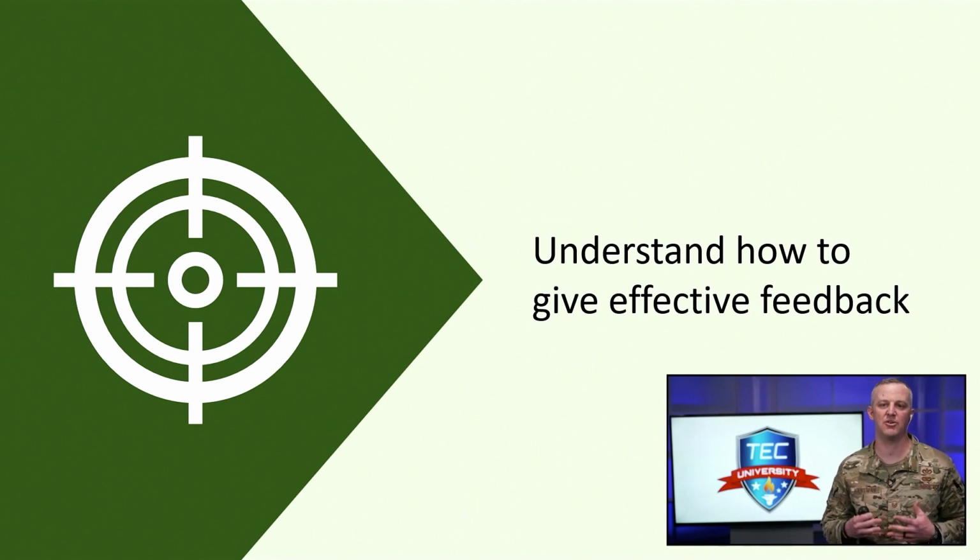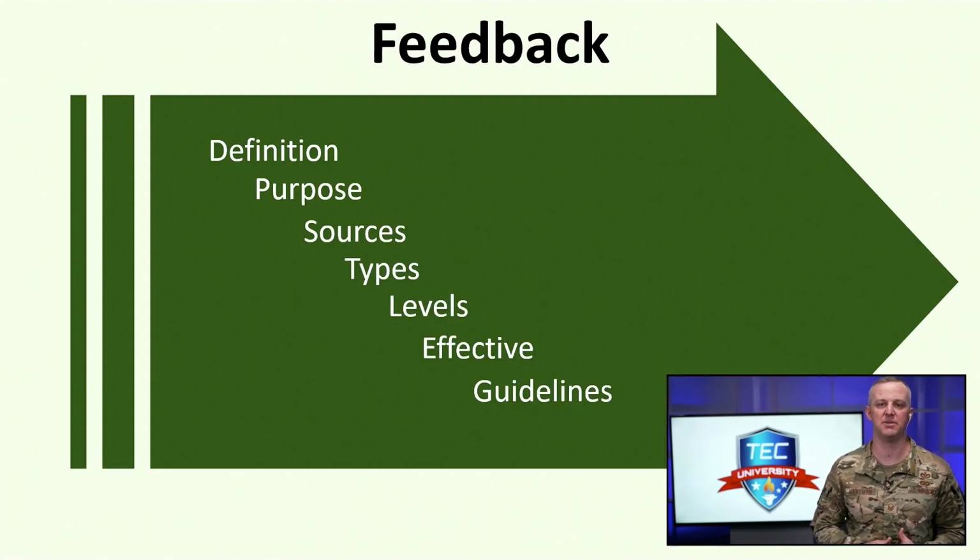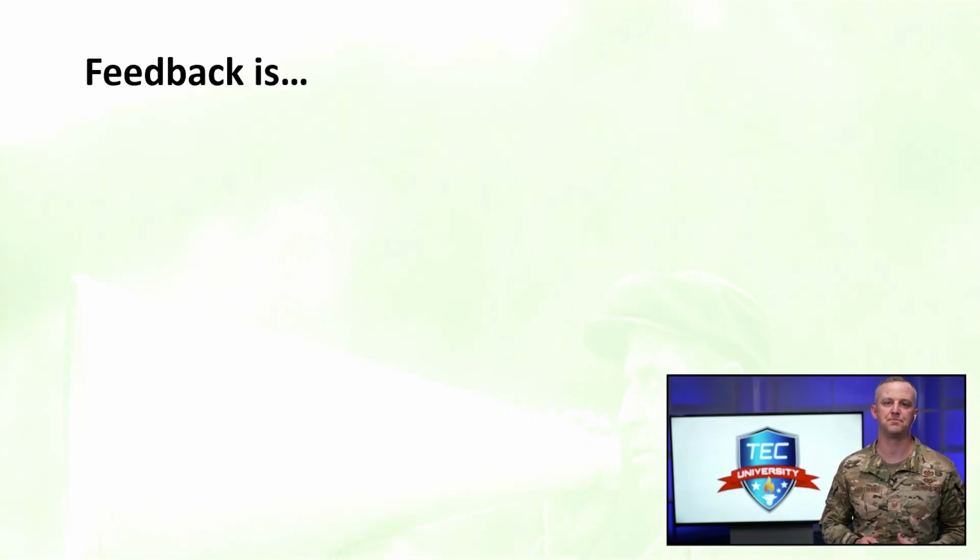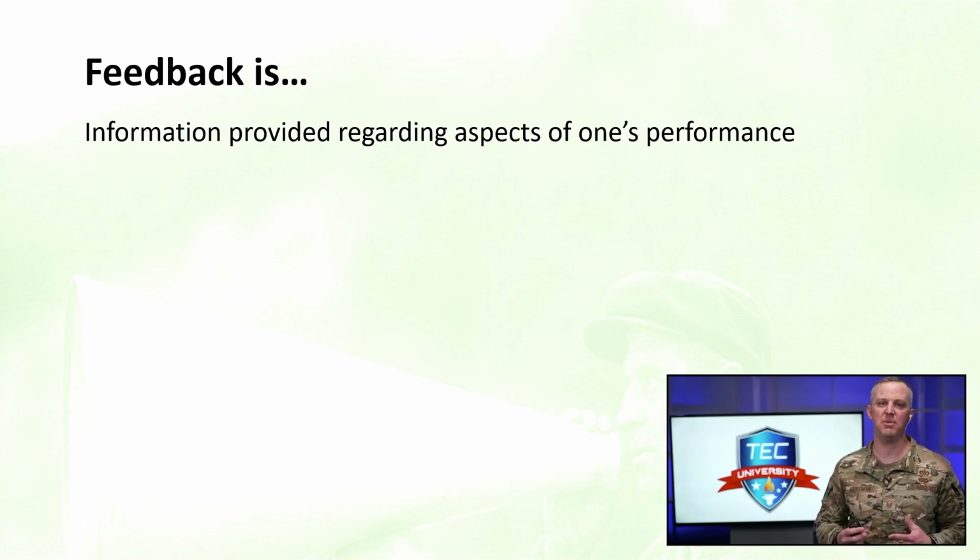So today we're going to focus on how to understand how to give effective feedback. We're going to be looking at the definition, the purpose of it, some sources you can derive it from, the types of feedback to give individuals, those different levels, effective feedback, and then some guidelines on effective feedback as well. So what is feedback? Feedback is information provided regarding aspects of one's performance. So we always want to focus on specific information provided to an individual on that actual performance itself.